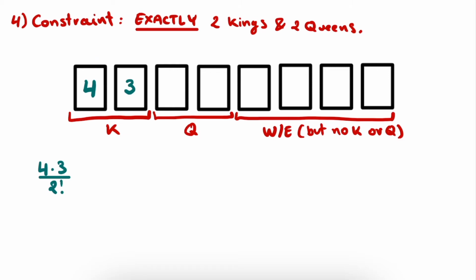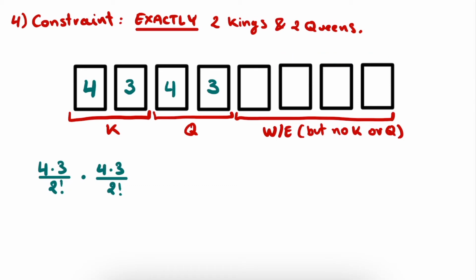For the second subproblem, the constraint of the queens, we have again 4 choices to pick from because we have 4 queens. And for the second queen, we only have 3 choices left. So we multiply our first subproblem again by 4 multiplied by 3 divided by 2 factorial. And let's now look at the last problem of the 4 remaining cards.